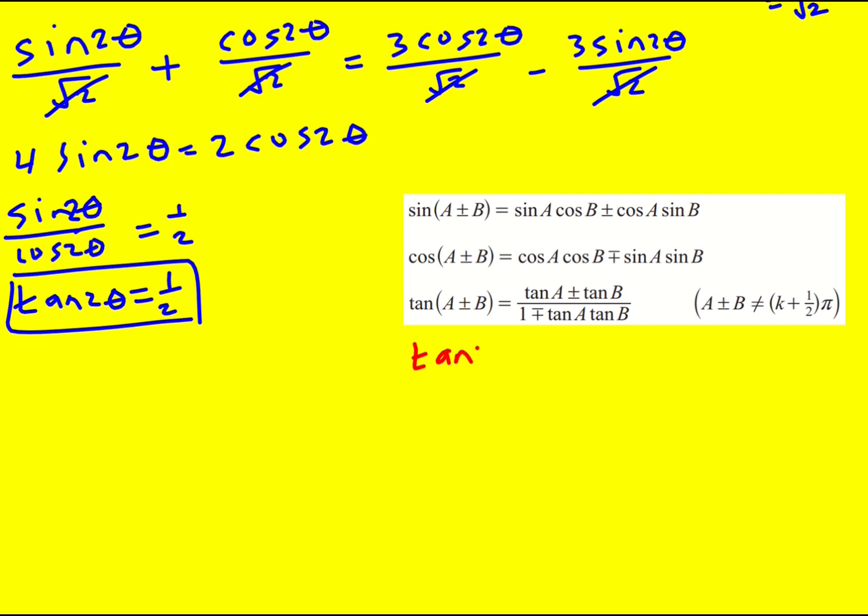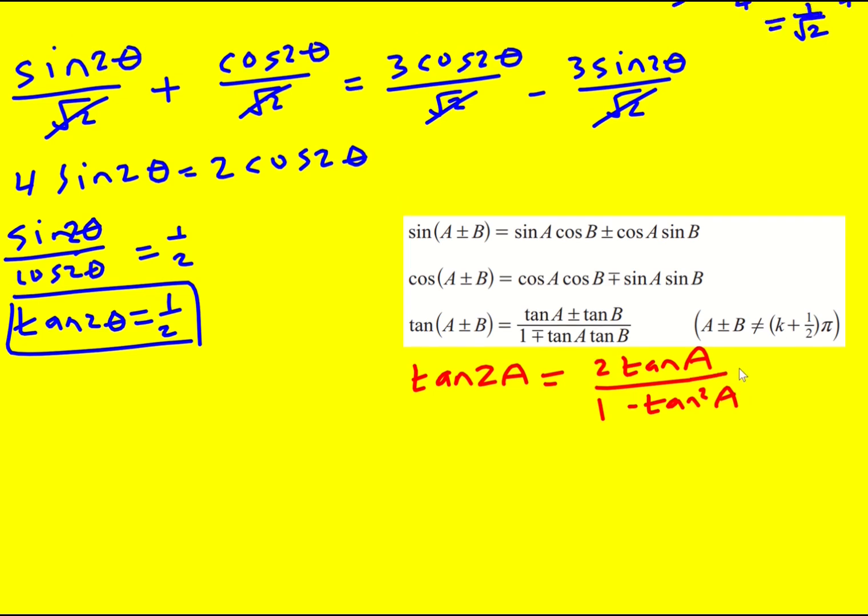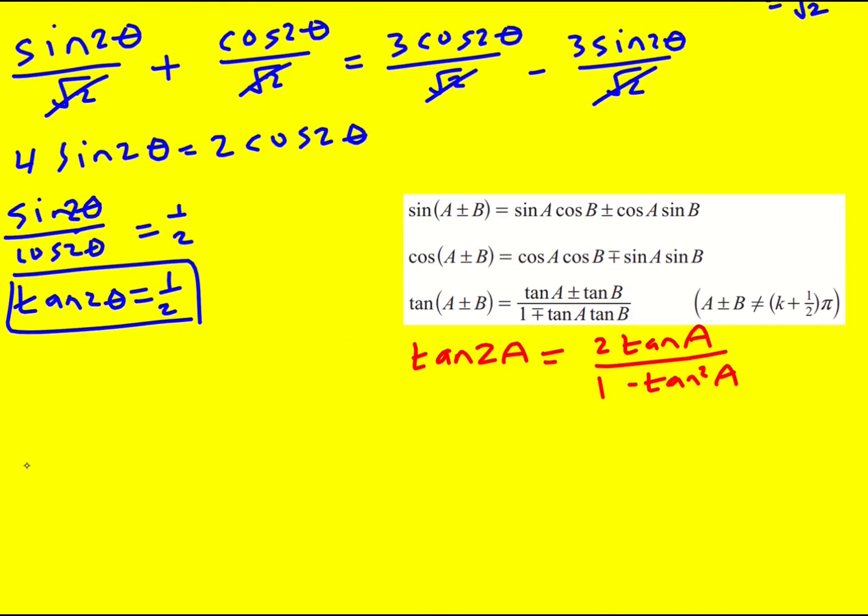Set B equal to A, then tan of 2A is going to be tan A plus tan A, or 2 tan A, over 1 minus tan A times tan A. That's going to be tan squared A. So what we can do is say that a half is equal to 2 tan theta for us over 1 minus tan squared theta, and I've created an equation in terms of tans.